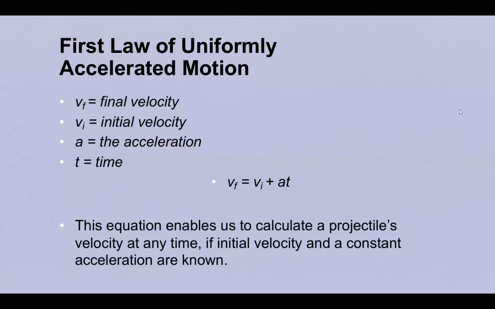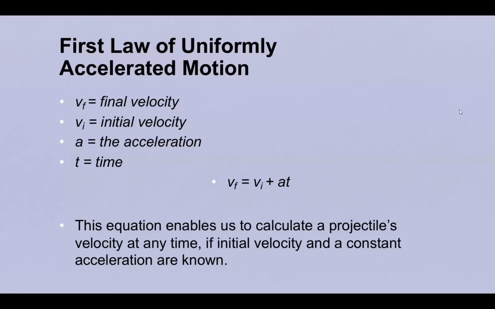Okay, in this video, I'm going to show you how you use the first and second laws of uniformly accelerated motion. Uniformly accelerated simply means that acceleration is constant, such is the case of gravity. So if we know the initial velocity at takeoff, as well as flight time, we can figure out the vertical velocity of a projectile at any given time during flight.